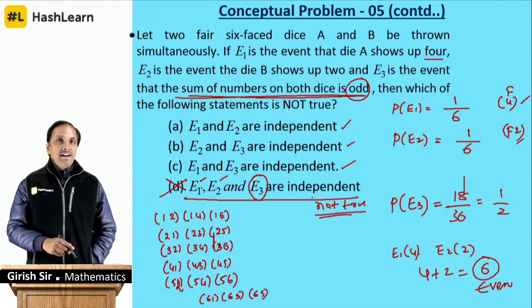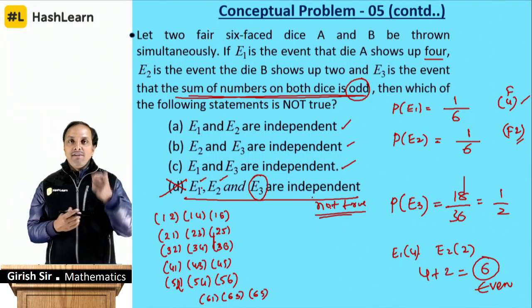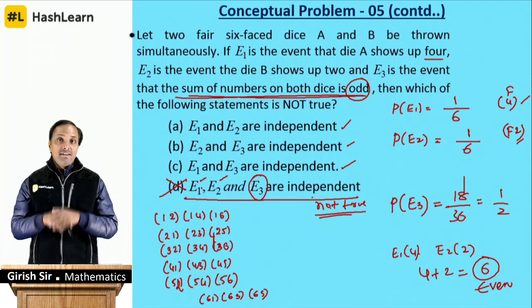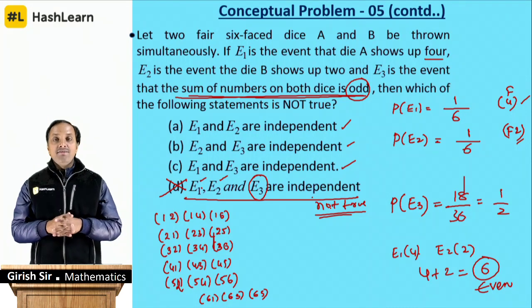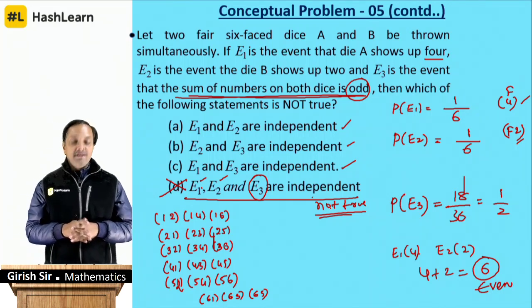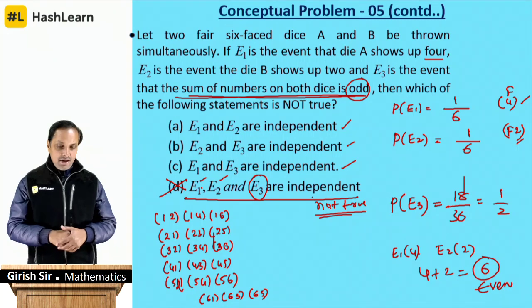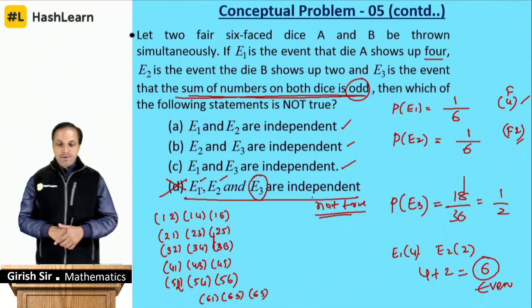Yes, Santosh, you know that when you take option D, E1 and E2 will give you 4 plus 2 as 6. But that should be odd. But we are getting it as even, and that is where it is going to fail, and that statement is not true. Okay, chalo. Let us go to the next one.